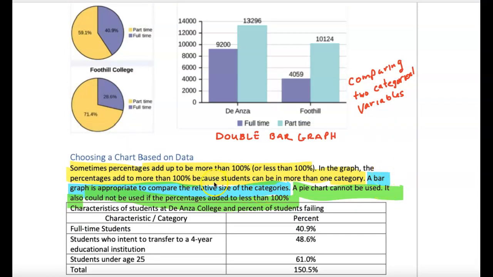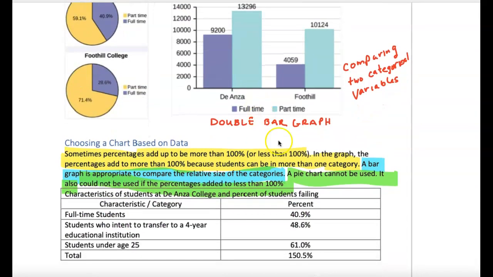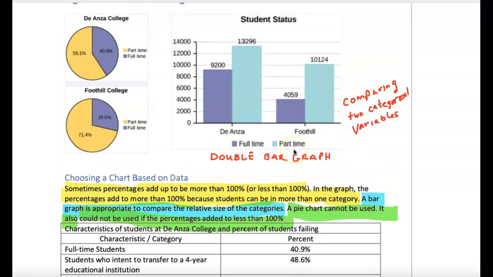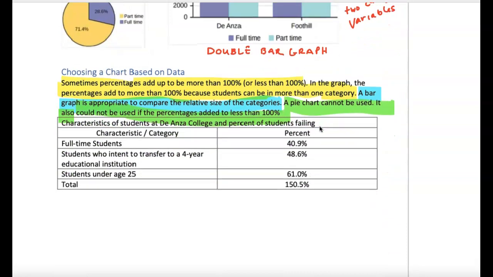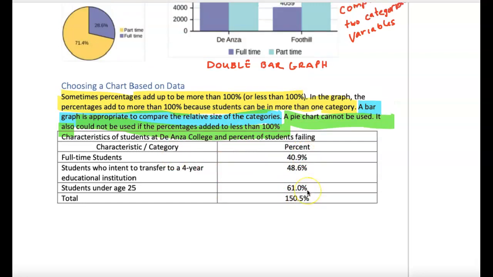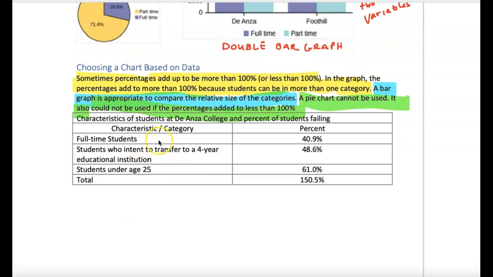But again, a bar graph is appropriate when you're trying to compare relative sizes of categories. A pie chart cannot be used in that case because pie charts only divide one group into 100%. So that's something to keep in mind as you think about it. So you take a look at a graph like this. Notice it goes over 150%, and that's because we're not comparing distinct groups. Full-time students, students who want to transfer, right? They could include the same students.